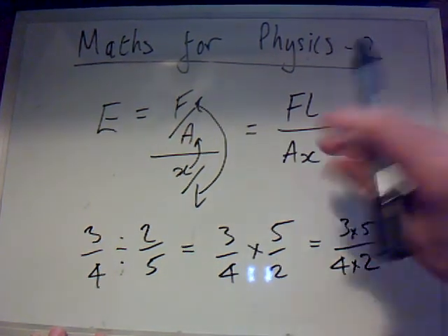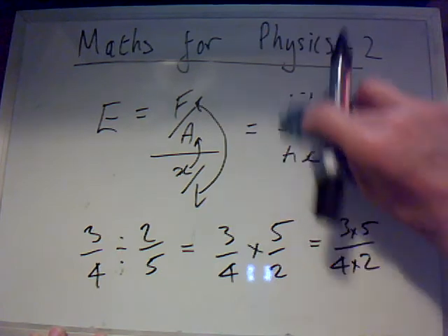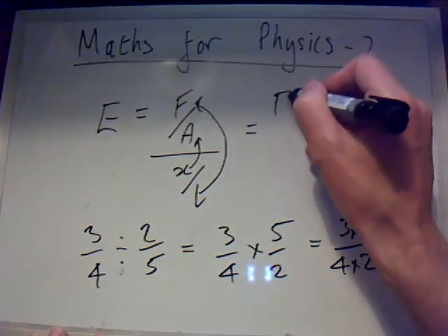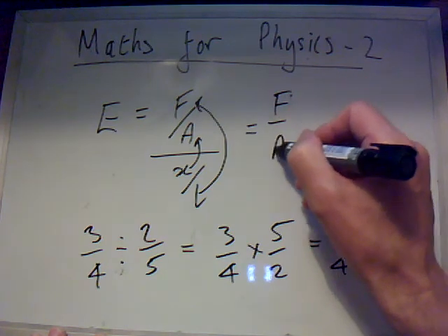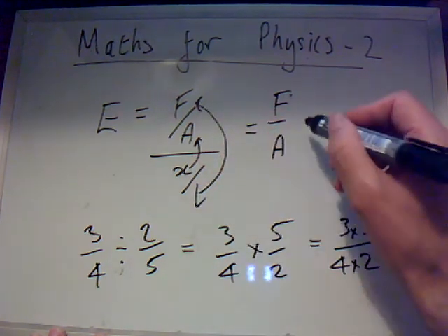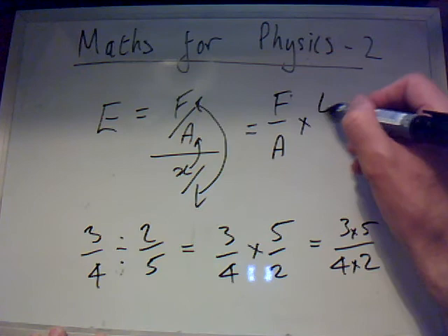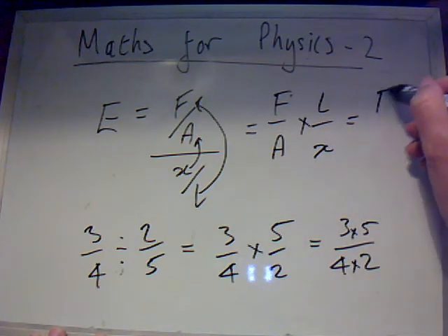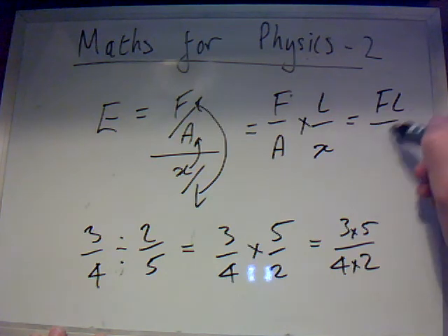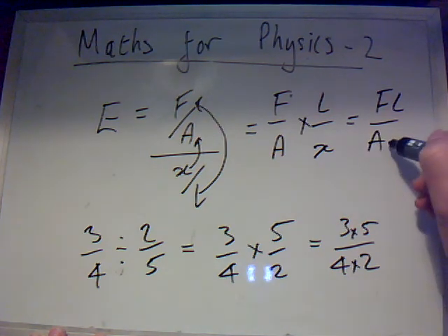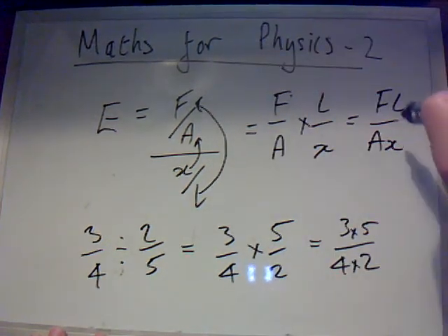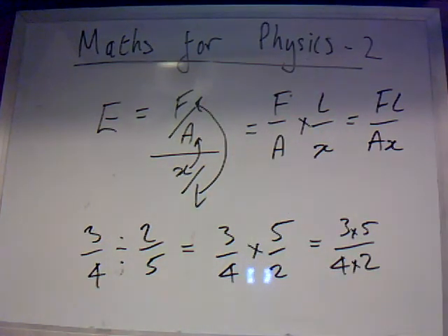So if we come back to here, that can simply be written as F over A divided by X over L, times L over X, which gives us FL over AX, and that is like that, FL over AX, exactly what we had before.